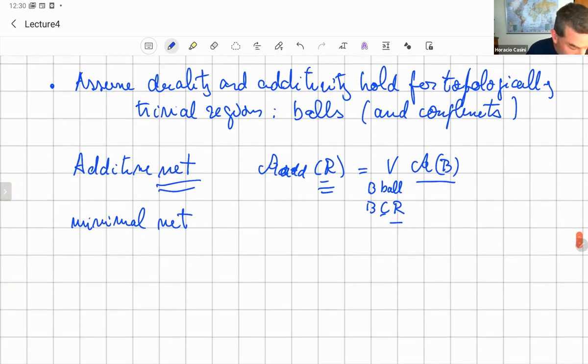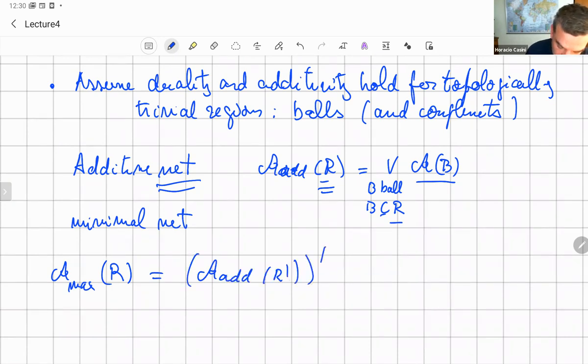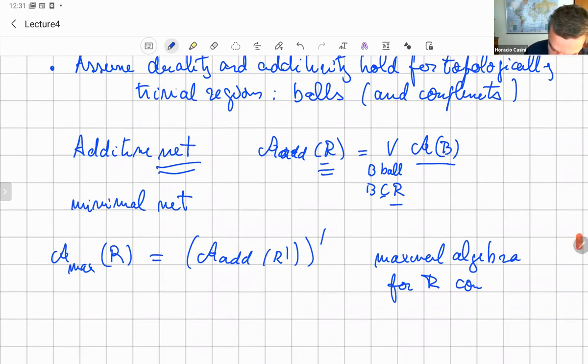But given that, you can then define for a region R a maximal algebra, which is the commutant of the minimal one of the complementary region. And this is the maximal algebra for R compatible with causality. Otherwise, if you put more operators, they will not commute with the additive algebra in R prime.